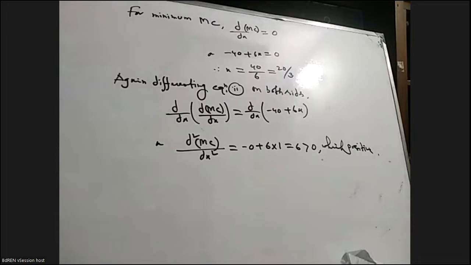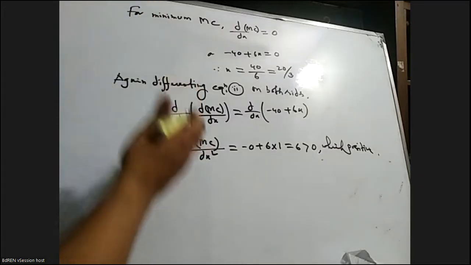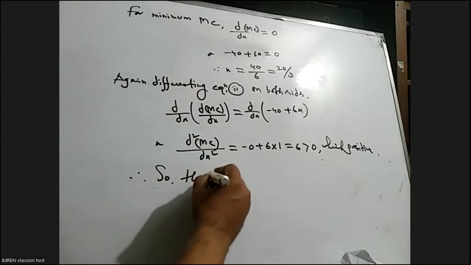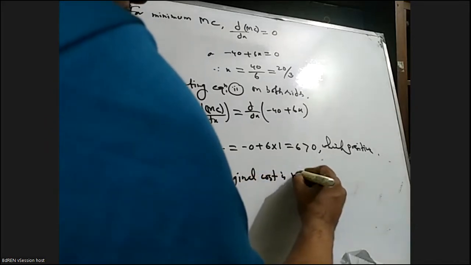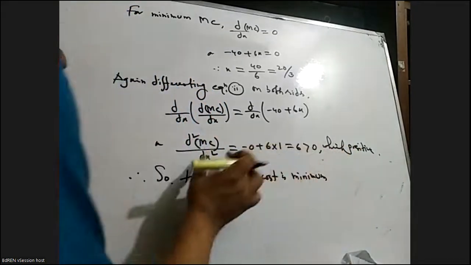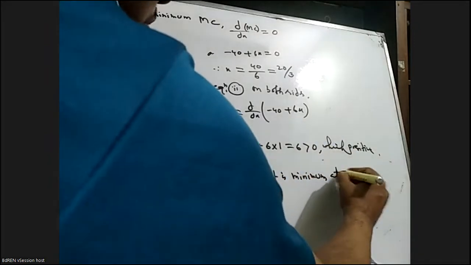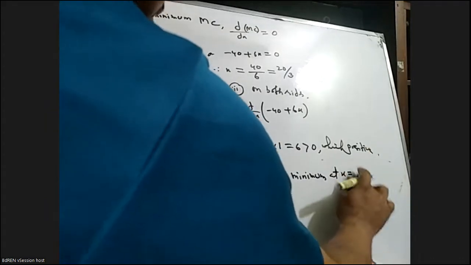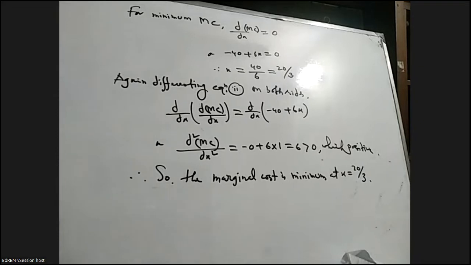Since the second derivative is positive at x equals 20 by 3, we obviously say that the marginal cost is minimum. If the second derivative is greater than 0, then minimum. If the second derivative is less than 0, then maximum. So, marginal cost is minimum at x equals 20 by 3. This x value is actually the optimum value. So, this is the required result.